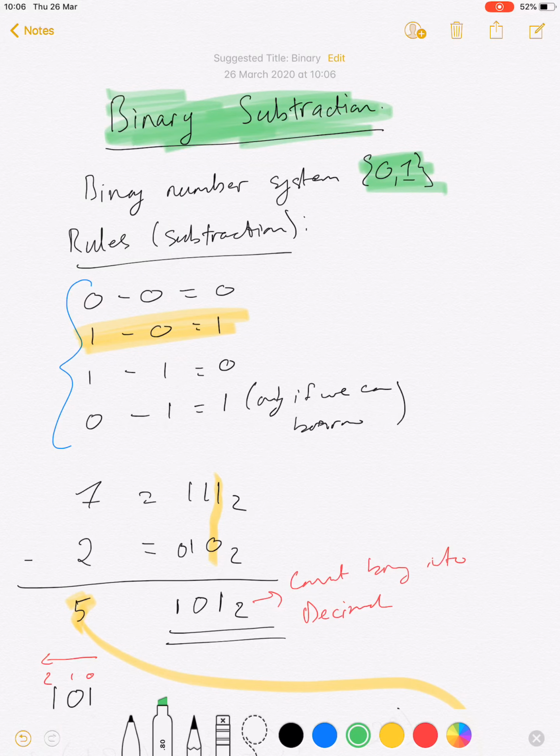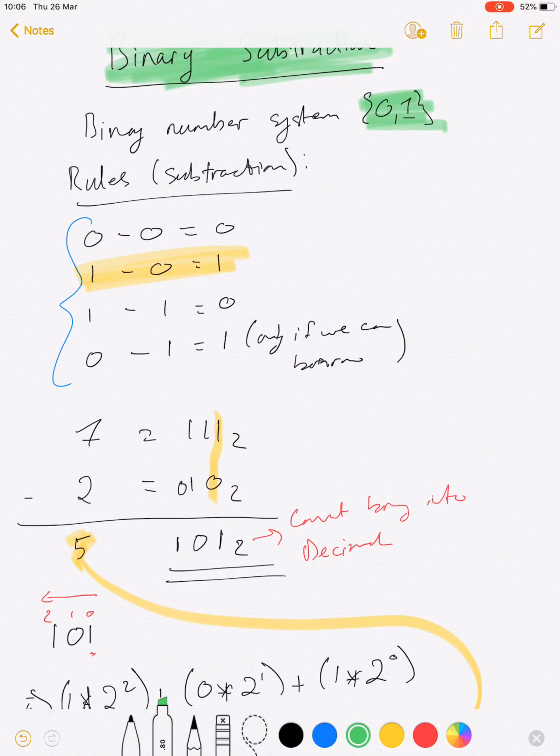All right, so in the binary number system, these rules are: 0 minus 0 is equal to 0, 1 minus 0 is equal to 1, 1 minus 1 is equal to 0, and 0 minus 1 is equal to 1, but only if we can borrow. And we need to borrow from the column that has a higher number.